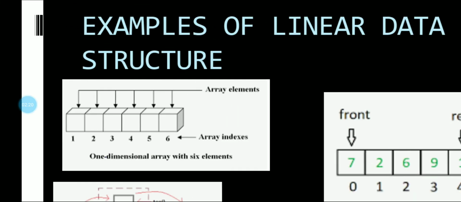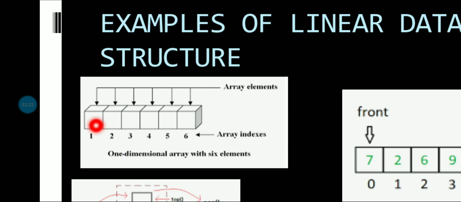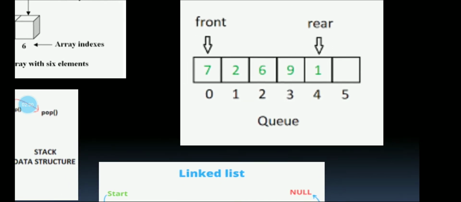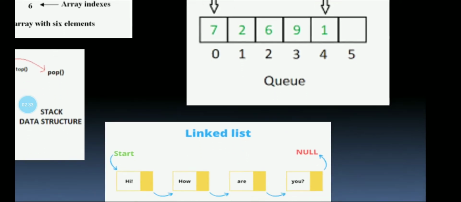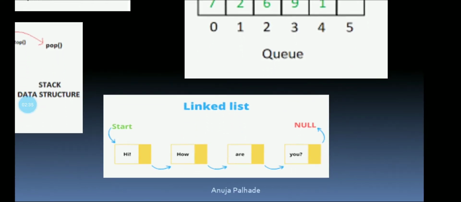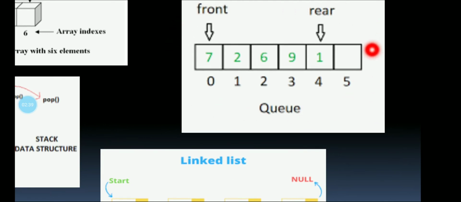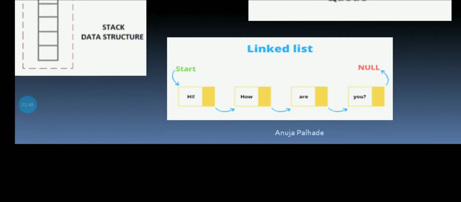In the array, what you can see, 1 2 3 4 5 6, you are storing the elements linearly. And if you take the example of the queue, with front and rear, this is the structure of the queue, and you can see here that elements are stored one by one in a sequential manner.